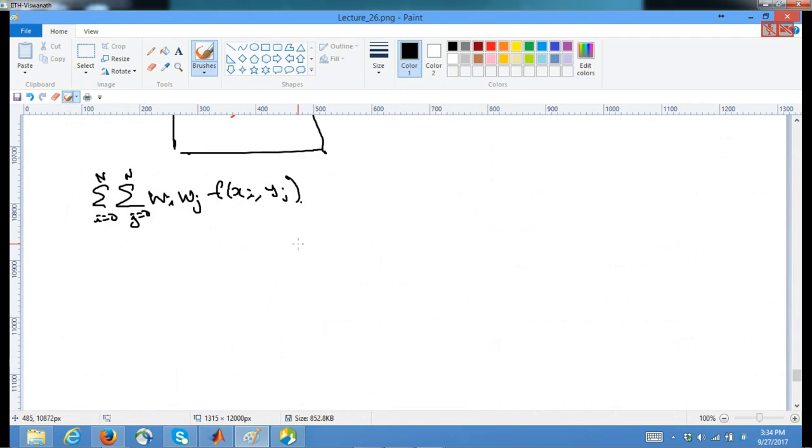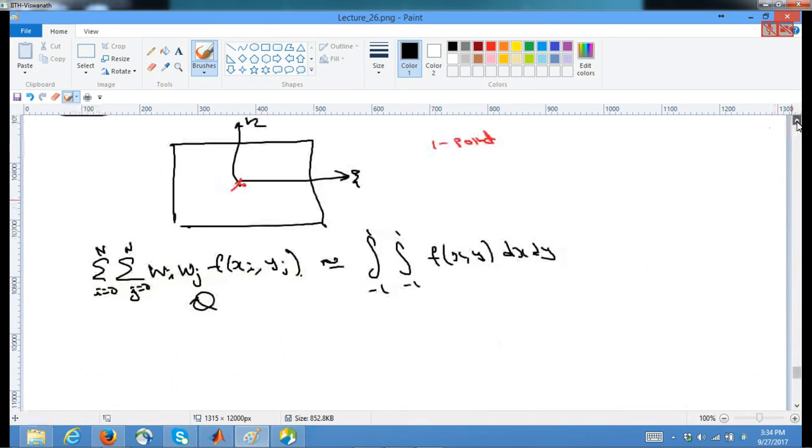This will become a two-dimensional integration, which can be approximated as the integral from -1 to 1, -1 to 1, of f of x, y. So this can be evaluated in this manner. This is a quadrature in two dimensions.